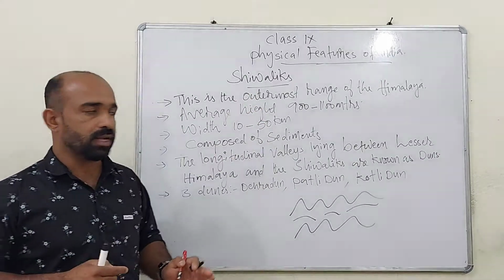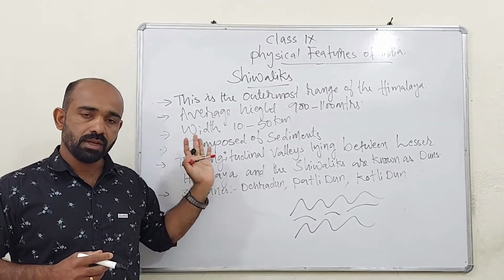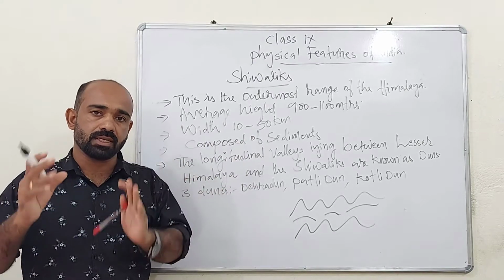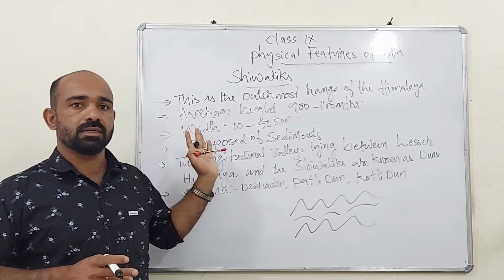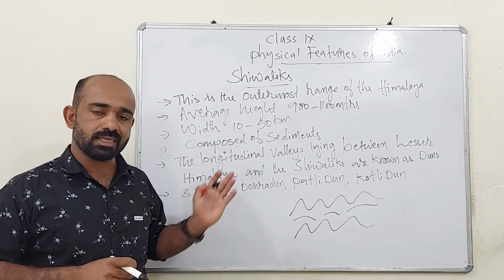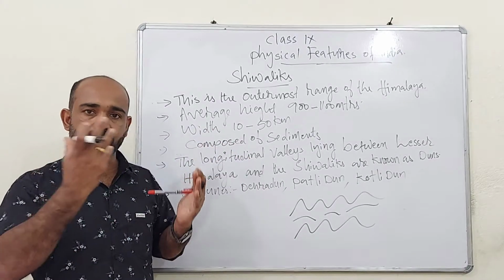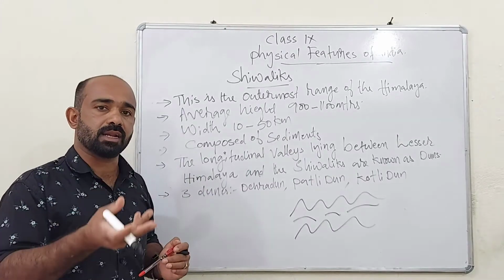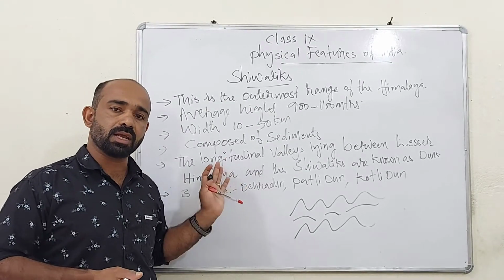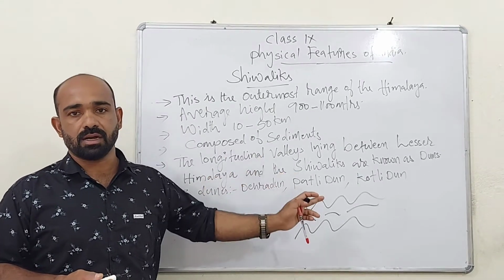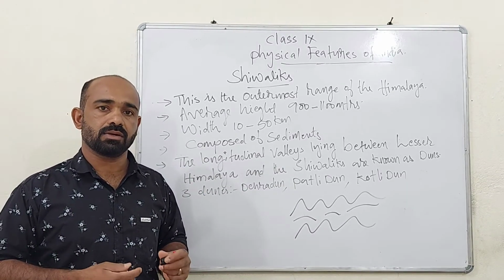So once again, the Shivalik range. This is the outermost range of the Himalaya, and the average height of its peaks is between 900 and 1100 meters, and the average width is 10 to 50 kilometers. This part of the Himalaya is composed of sediments, because rivers from Himadri brought sediments and deposited them over this region. The longitudinal valleys between Shivaliks and Lesser Himalaya are known as dunes. There are three main dunes: Dehradun, Patli Dune and Kotli Dune.